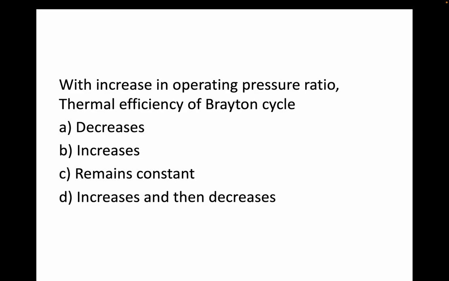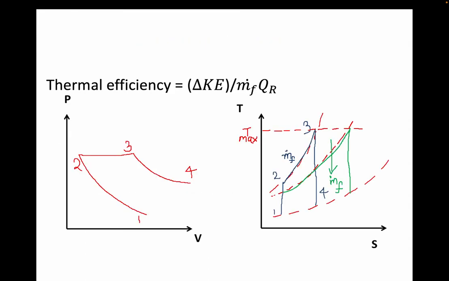Next question is, with increase in operating pressure ratio, does the thermal efficiency of the Brayton cycle increase, decrease, or remain the same? So what is the operating pressure ratio? For an aircraft engine, the pressure ratio across a compressor is defined as the operating pressure ratio. That is by design. And if we increase the compressor pressure ratio, how does the thermal efficiency change? The answer is that it increases. So let us understand how.